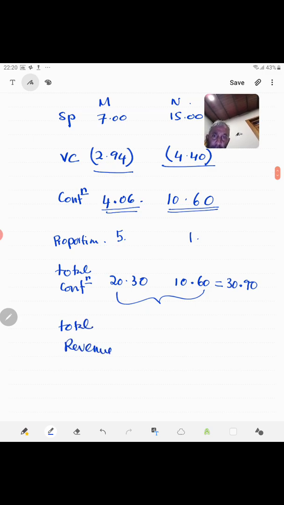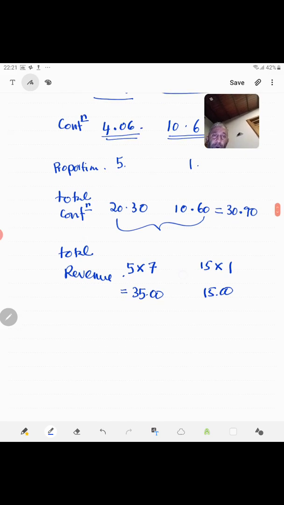Also, I can calculate the total revenue of this proportion. For this, you multiply the selling price by the proportion. For M, I multiply 5 times 7, that gives me 35, and for N, 15 times 1, that is 15. Therefore, in total I'm getting 50. So I can write it down here, 50.